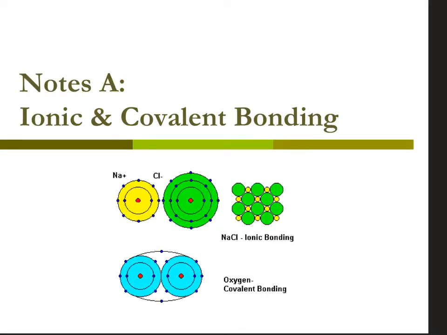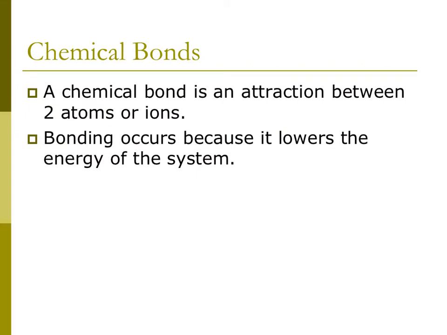In Chapter 4, Notes A, we will discuss the intricate details of both ionic and covalent bonding. Let's first discuss why two elements might bond. A bond is simply an attraction between two atoms or ions. And this is going to occur because it will lower the energy of the system, because it makes the compounds more stable.